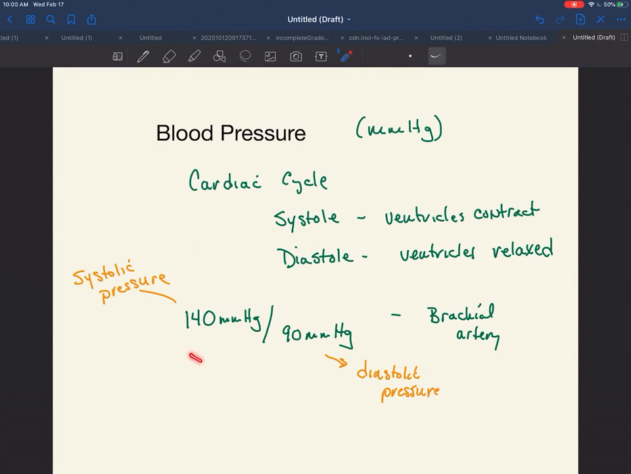So this is actually kind of the limit to healthy, normal blood pressure. If you have blood pressure that's higher than this, then you are said to have hypertension. And that can actually cause damage to your blood vessels. And it could also damage the heart, and it could also damage the kidney. And so having high blood pressure, chronic high blood pressure, is very dangerous.